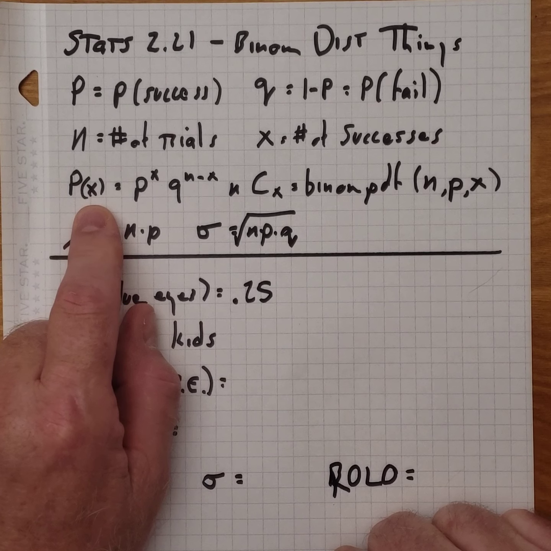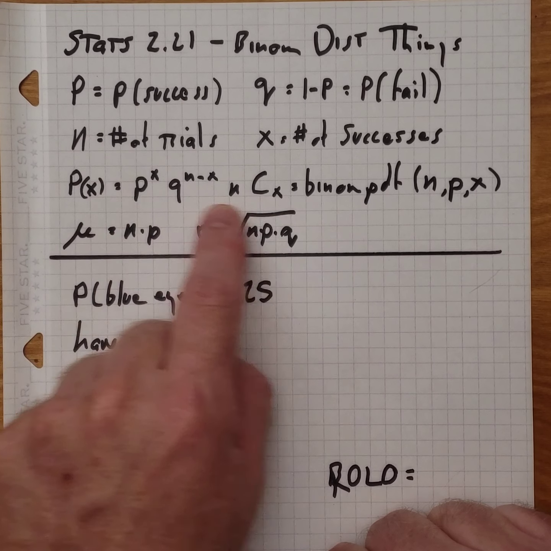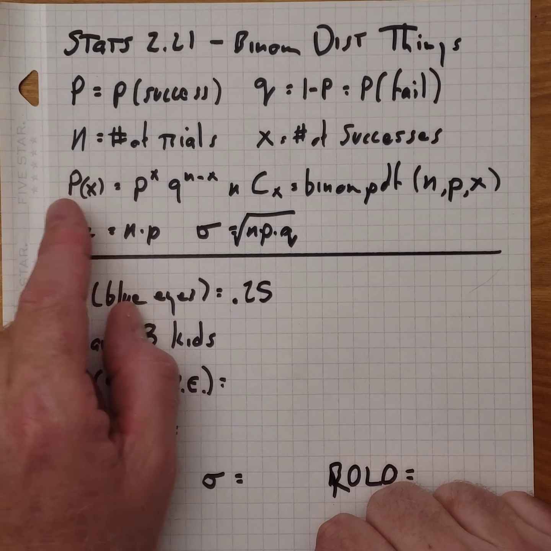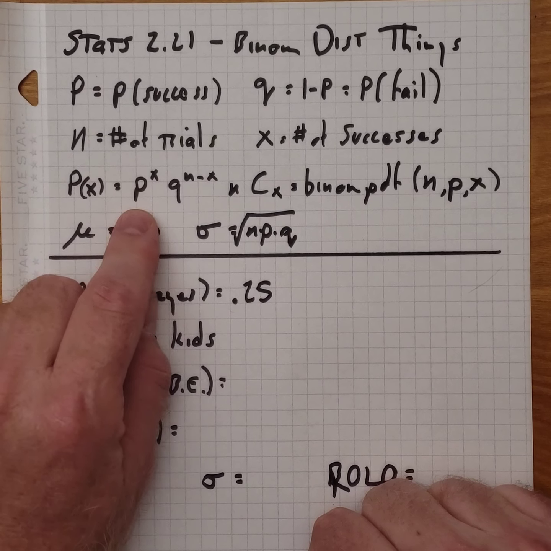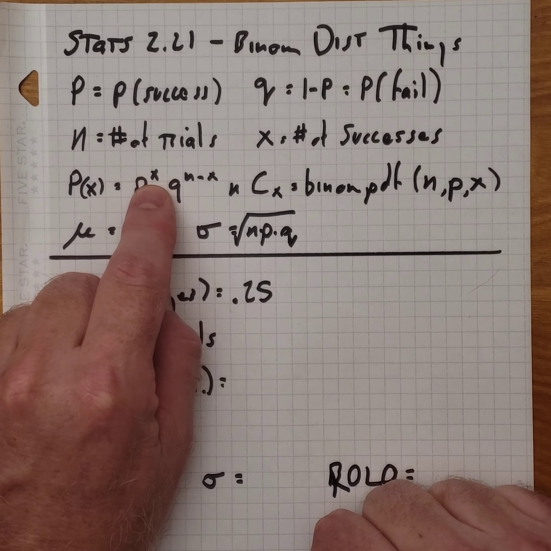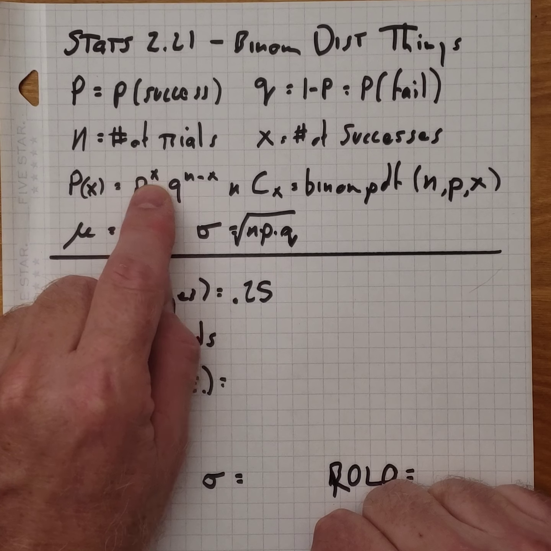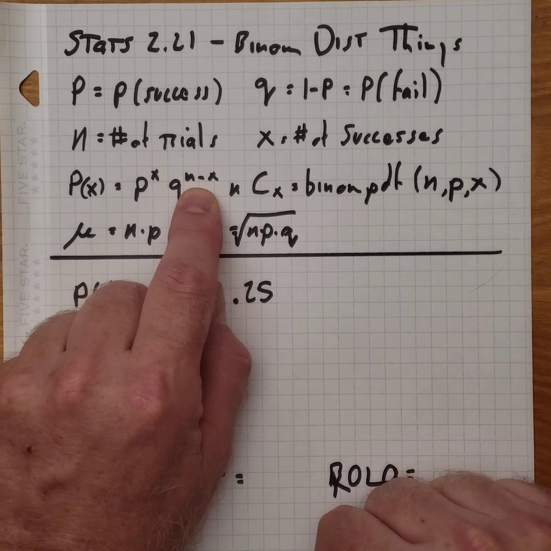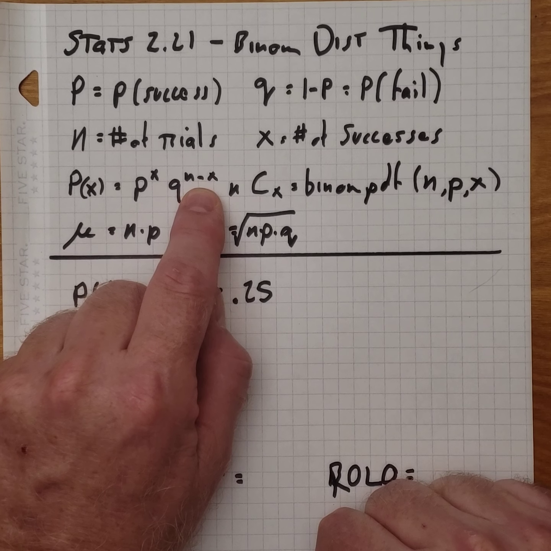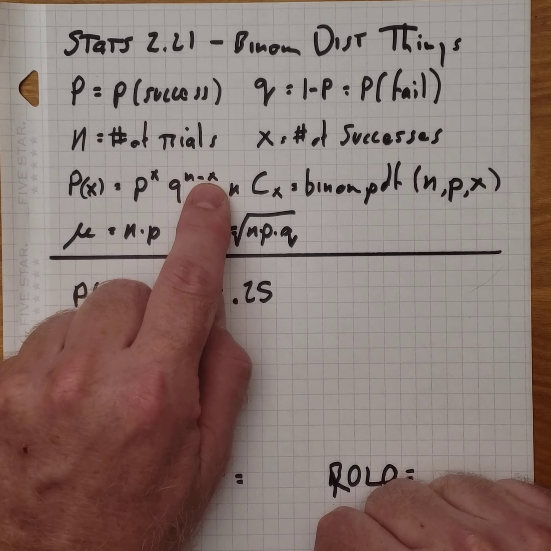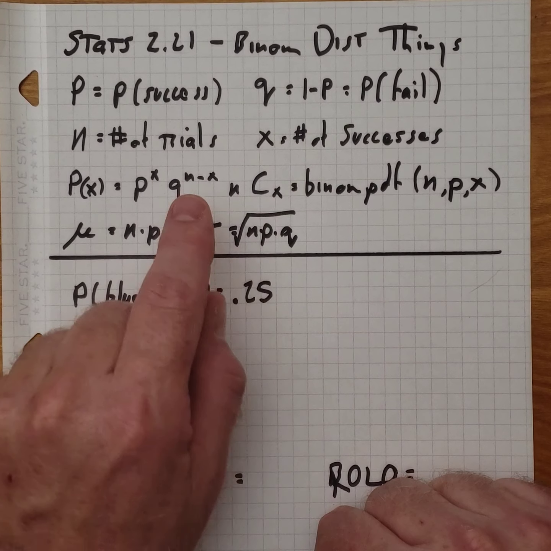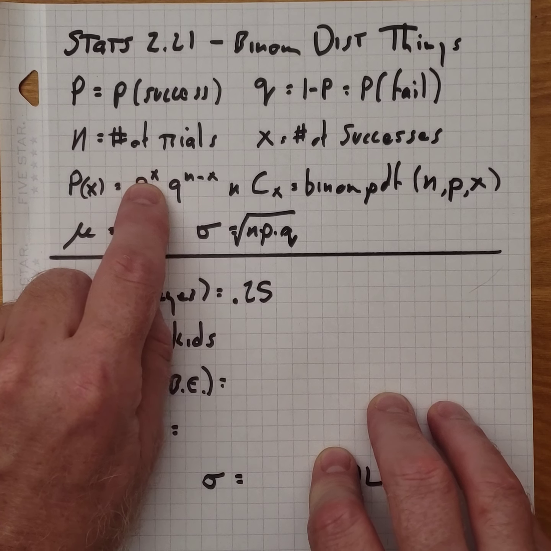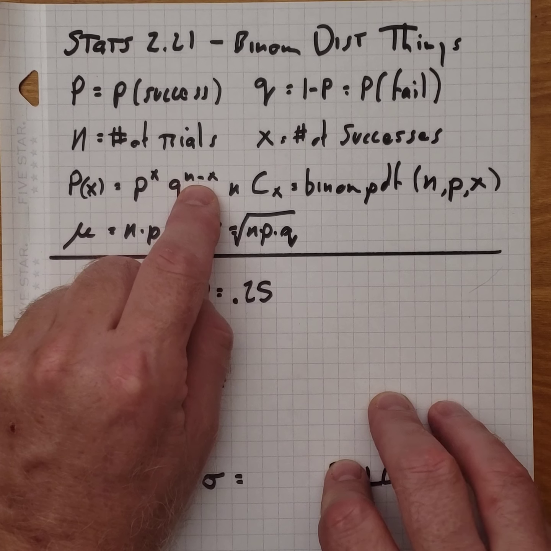And the probability is calculated fairly easily. If you think about what these ugly symbols are, they're really not that bad. This just means the probability of having X successes is the probability of success to the power of how many successes we're talking about, times the probability of failure to the power of the number of failures we're talking about, right? N minus X is the number of trials minus successes. That's your number of failures. So it's probability of success to the power of successes, probability of failure to the power of failures.